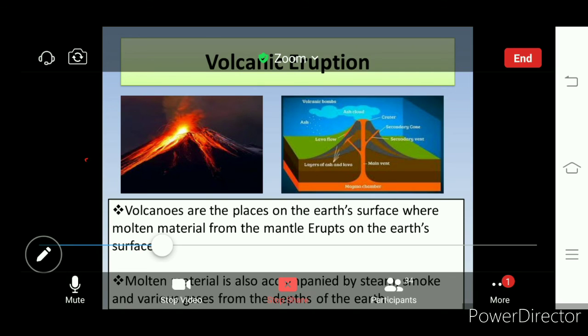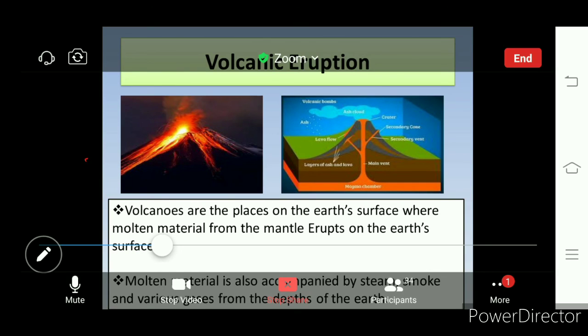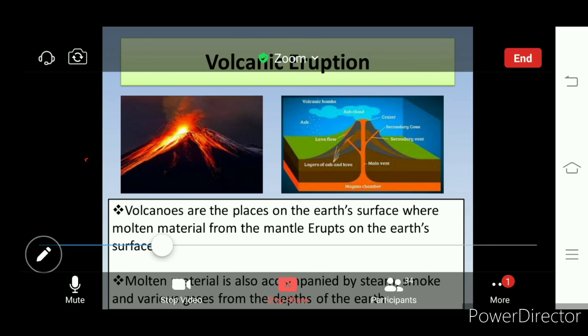So the movement of the plates is called plate tectonics, and the result of plate tectonics is the formation of mountains, and earthquakes take place. Understand? This is the thing we see here.